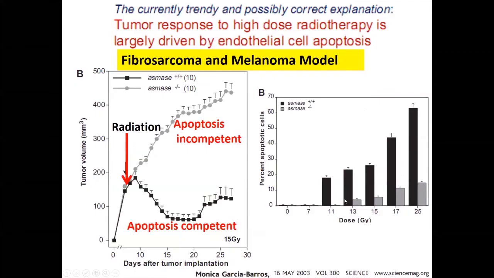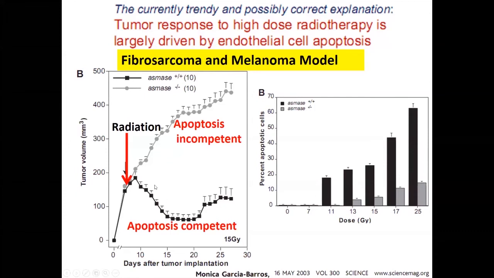Now this is again an interesting experiment where 2 groups of mice were taken. Now one group of mice were altered genetically. They were altered genetically in such a way that apoptosis is blocked. So they become apoptosis incompetent. The other group are normal mice. They are apoptosis competent. Now these 2 tumors were implanted on these 2 groups of mice.